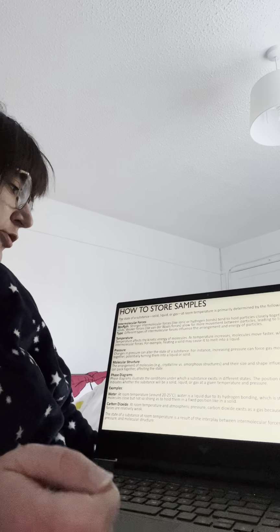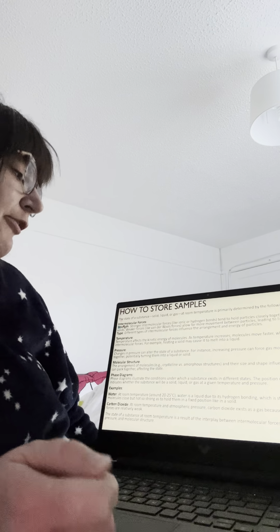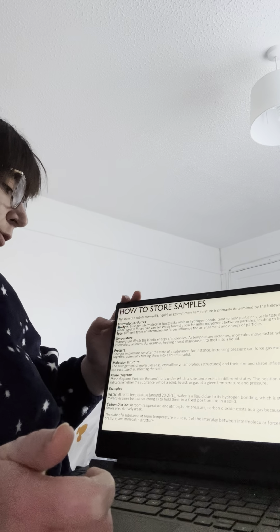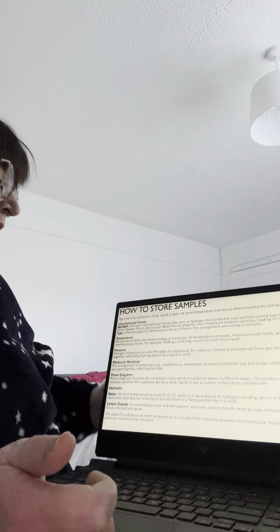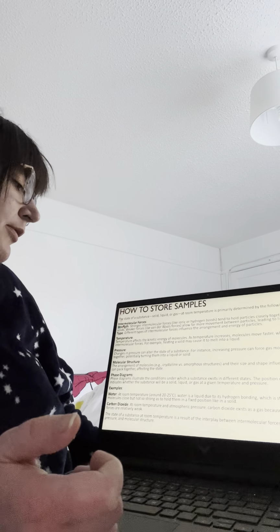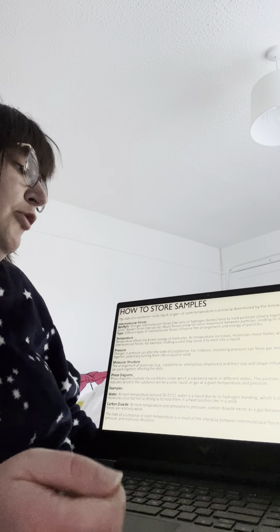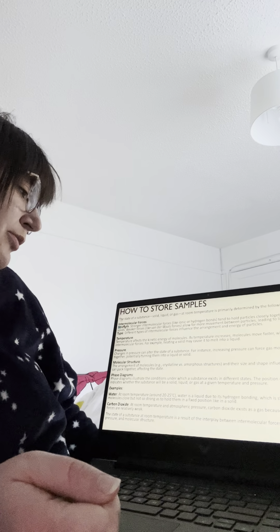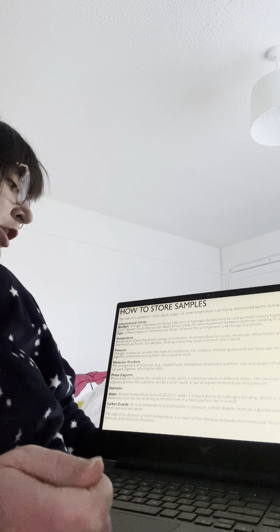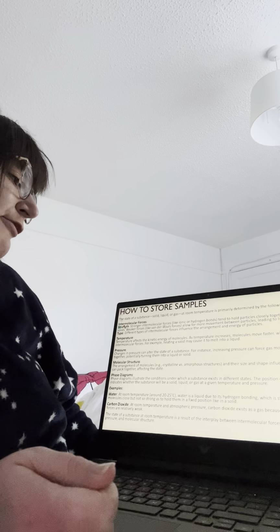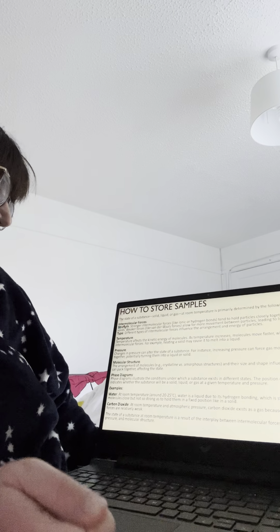And then finally, how to store samples. The state of a substance, solid, liquid or gas at room temperature is primarily determined by the following factors: intermolecular forces, temperature, pressure, molecular structure, phase diagrams, to name a few. So basically, different types of intermolecular forces influence the arrangement and the energy of particles. Stronger forces like ionic or hydrogen bonds tend to hold particles closer together, resulting in solids. Weaker forces like van der Waals forces allow for more movement between particles, leading to liquids and gases.